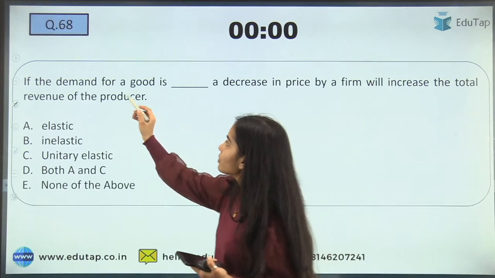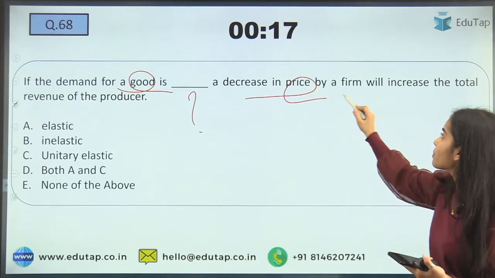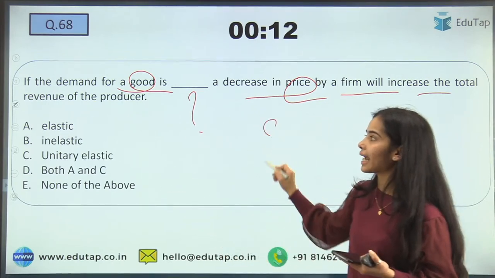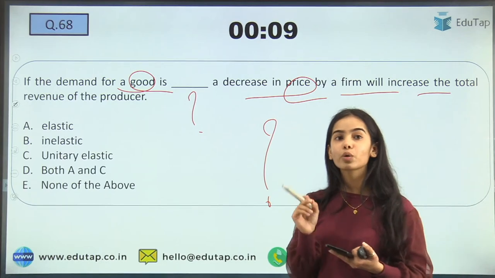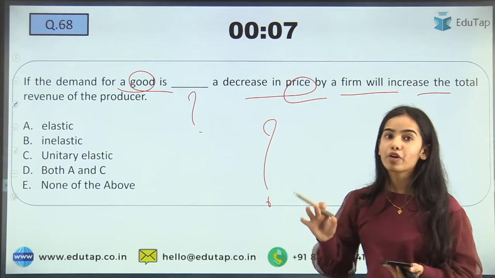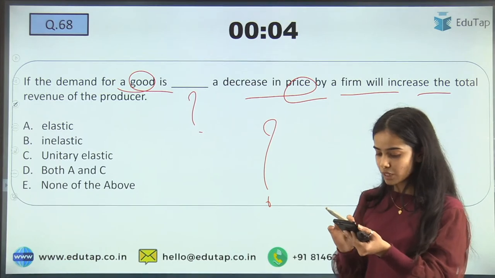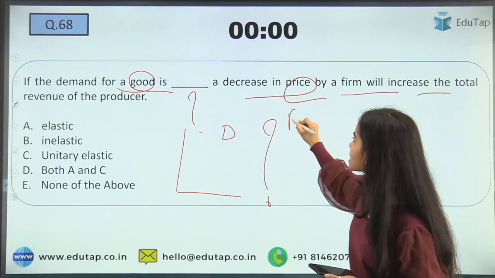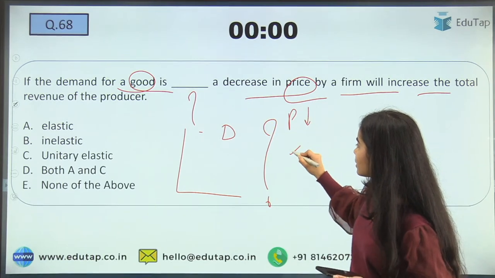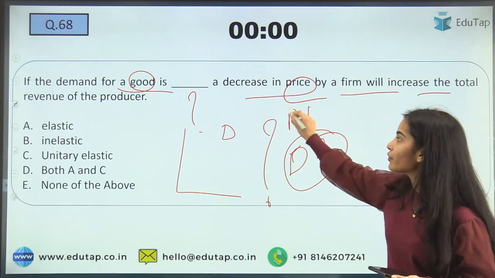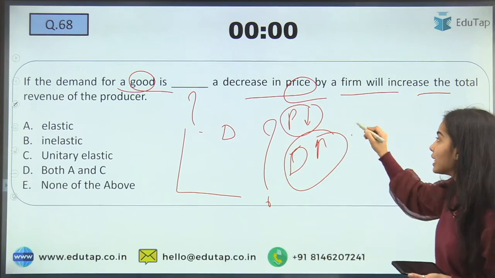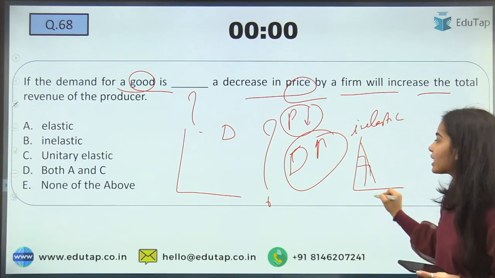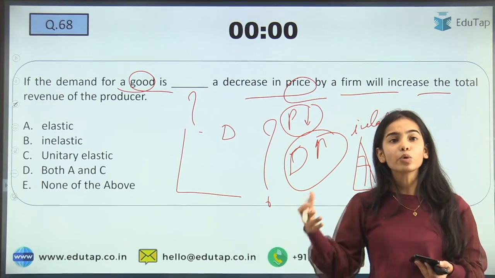Next is, if the demand for a good is dashed, a decrease in price by a firm will increase the total revenue of the producer. So what will happen? What is the right answer of this one? See, what is happening? For a good, if the prices are decreased, the demand will increase. But if it is an inelastic product, then if the prices are decreasing, the demand will not increase very much. So it doesn't pay the firm to decrease the price.